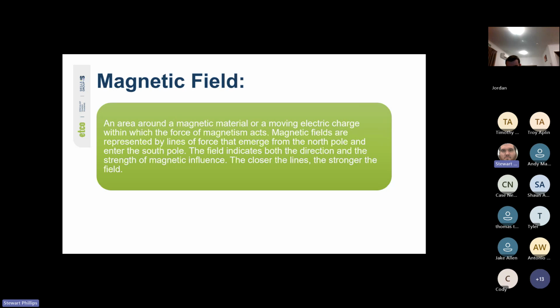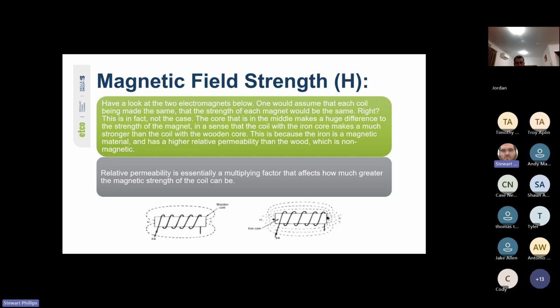Cool. And then we talk about a magnetic field. It is an area around a magnetic material or a moving electric charge within which the force of magnetism acts. Magnetic fields are represented by lines of force that emerge from the North Pole and enter the South Pole. So they come out of the North Pole and enter the South Pole. This field indicates both the direction and the strength of magnetic influence. The closer the lines, the stronger the field. If we go back to looking at that diagram, the closer the lines are, the stronger the field, or the more lines, the stronger.